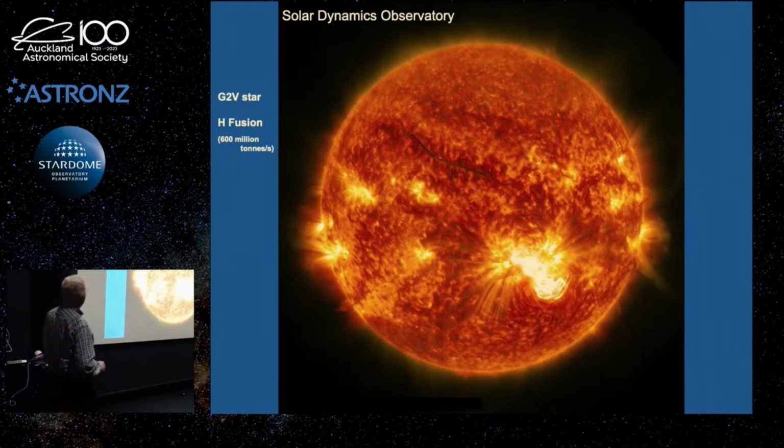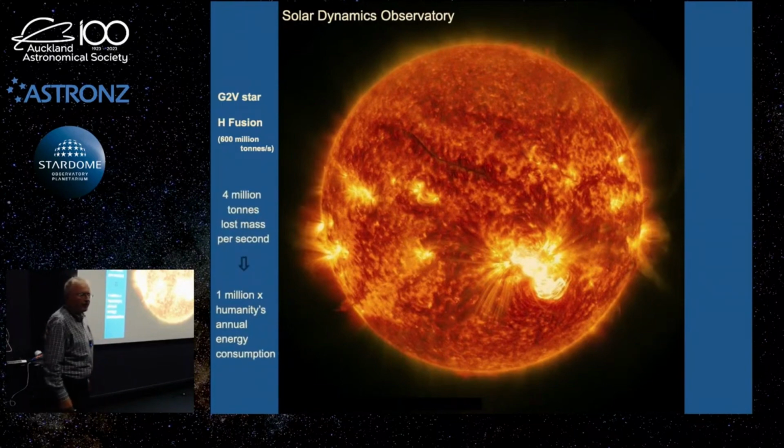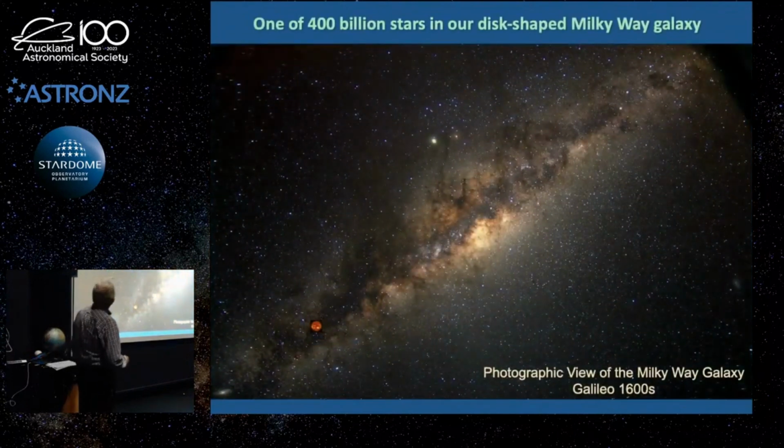And that gets converted into 596 million tonnes of helium, which means that 4 million tonnes of mass per every second is being lost. And that 4 million tonnes of lost mass per second is more than 1 million times humanity's annual energy consumption. So all the energy that all of humanity uses up in a year, the sun produces over 1 million times that every second, just by 4 million tonnes of mass being lost. So it just puts everything in perspective, and puts planet Earth in perspective too, of us just in the solar system. So let's move out from the solar system.